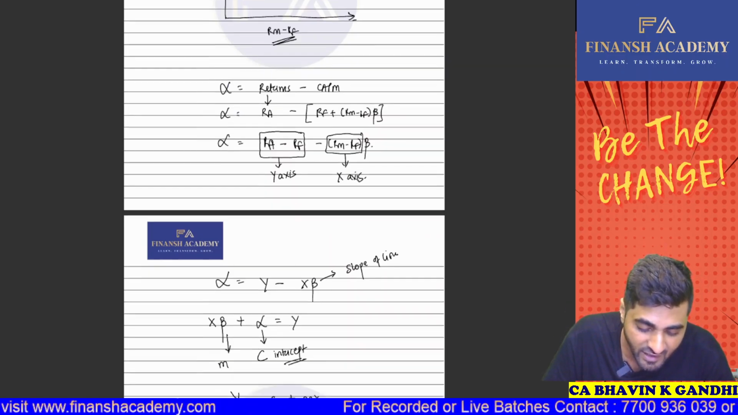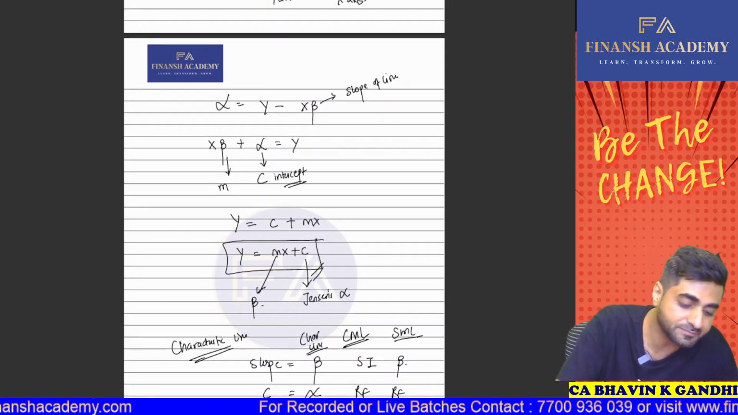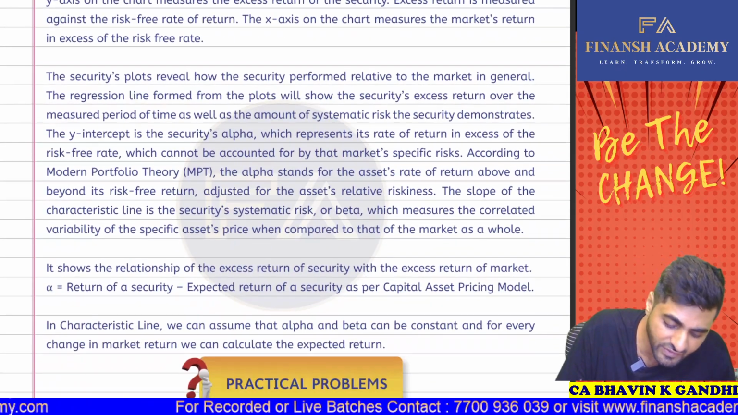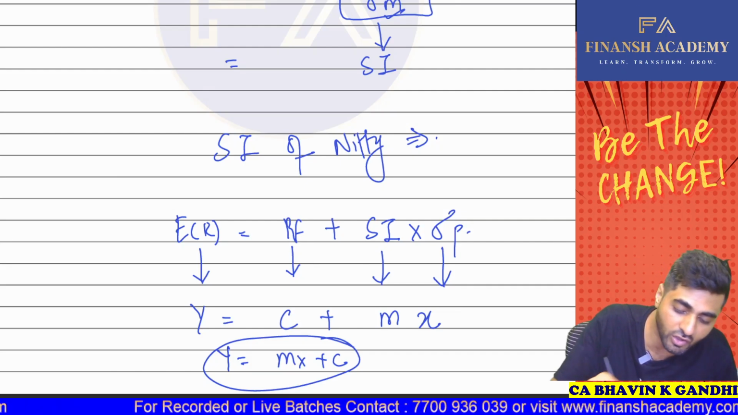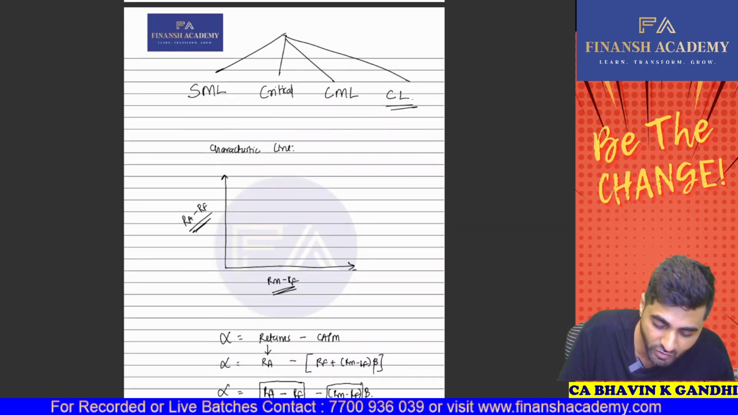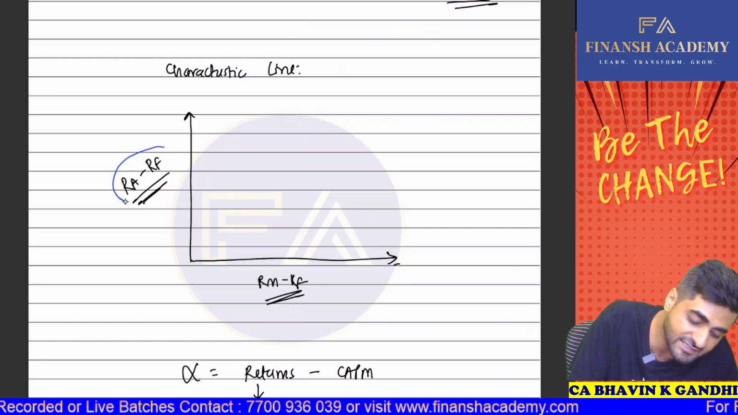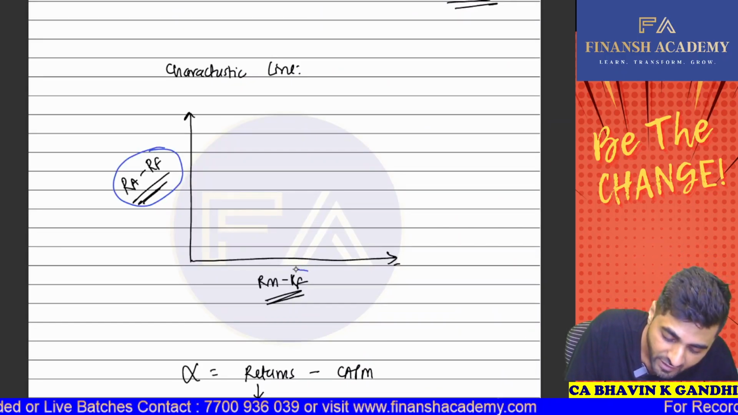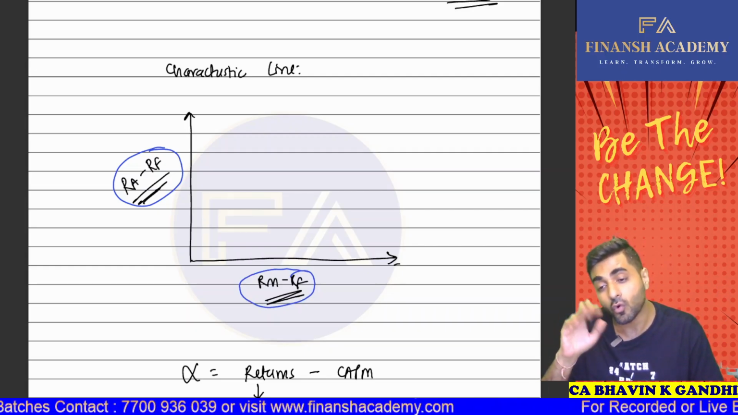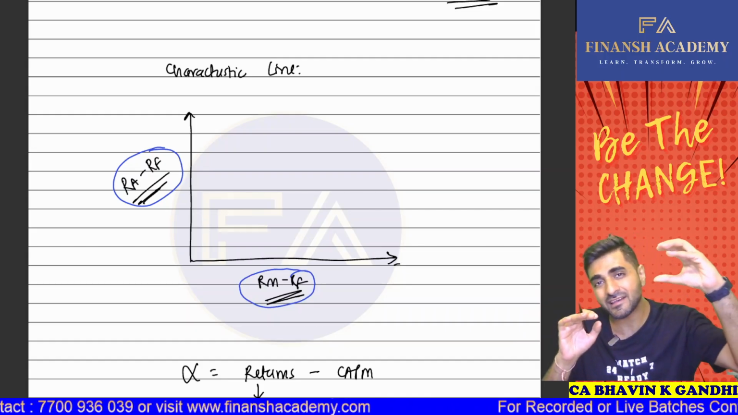Now, my dear students, we will be doing the last thing, which is your characteristic line. Your characteristic line takes into consideration on your y-axis and your x-axis. What does it take into consideration on your y-axis? As you all can see, it is the excess return over the risk-free rate, and on the x-axis, it takes into consideration your excess return over the risk-free rate. Okay, so basically, RA minus RF.